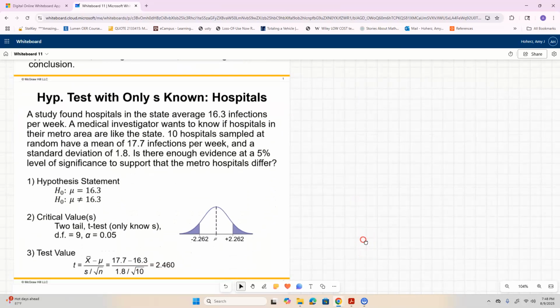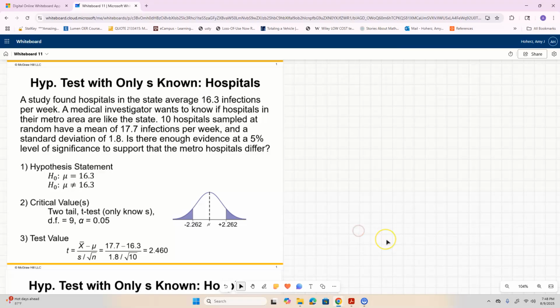So let's see how we can determine the difference between the ones we were doing before and the ones we're doing now. So a study found hospitals in the state average 16.3 infections per week. Okay, so we already know, if you want to write it down, we already know our null hypothesis. A study found the state averages 16.3. So that's our null hypothesis, is that the average is 16.3. So we're doing means. A medical investigator wants to know if hospitals in their metro area are like the state. Okay, so they want to know if they're like the state.